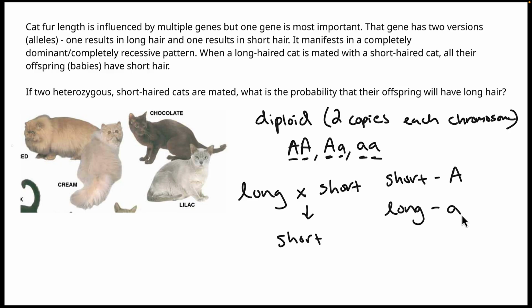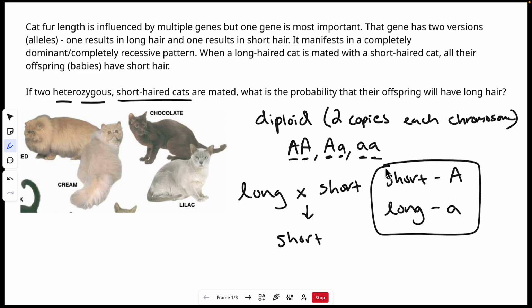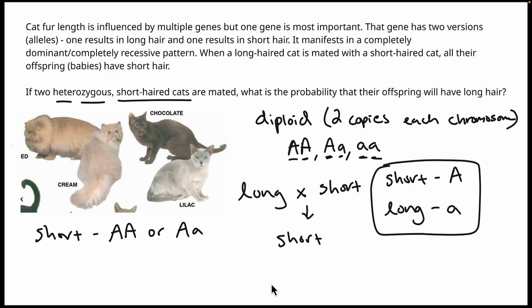So here's our question. If two heterozygous short-haired cats are mated, what's the probability that their offspring will have long hair? So we need to know this word here, heterozygous. Hetero means different versions. And so this is saying that you have two different versions. Because look at this, short-haired cats. How do we get short-haired cats? Well, we know that the short allele, the version of the gene that results in short hair, is the dominant version. So that means you only need one copy. So how do you get a short-haired cat? Well, you could have two copies of that dominant allele. That gives you a short-haired cat. Or you could have one copy of the dominant allele and one of the recessive allele. That also gives you a short-haired cat. That's the whole deal with being completely dominant. You just need one of those dominant alleles to be short.